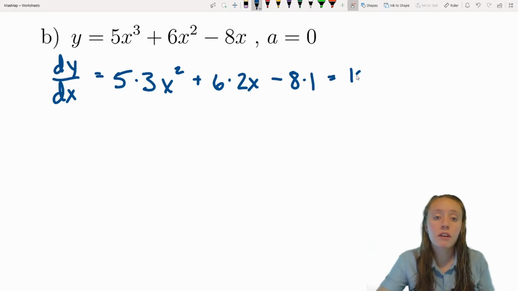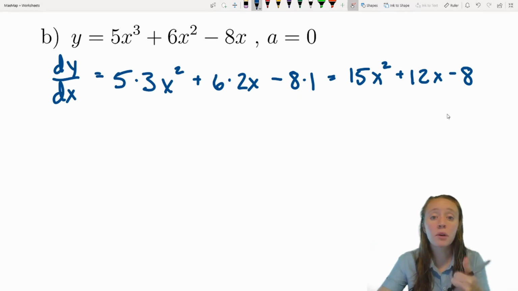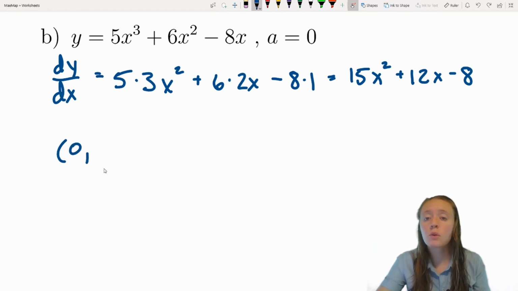Simplifying this down, we'll get 15x squared plus 12x minus 8. Now to make the tangent line, I need the point where I'm trying to find the tangent line, and I need the slope at that tangent line. So using my x value of 0, I'm going to start by finding that point. So I know that I have 0, comma, f of 0, or essentially plugging in 0 for x.